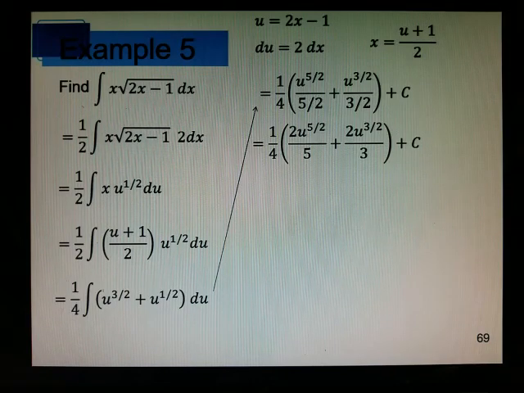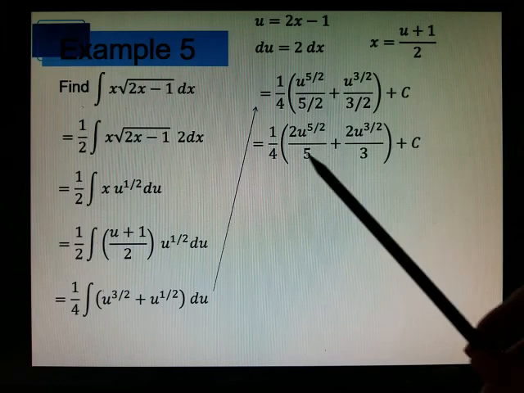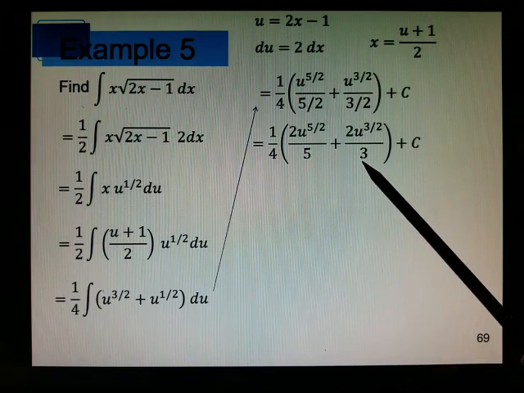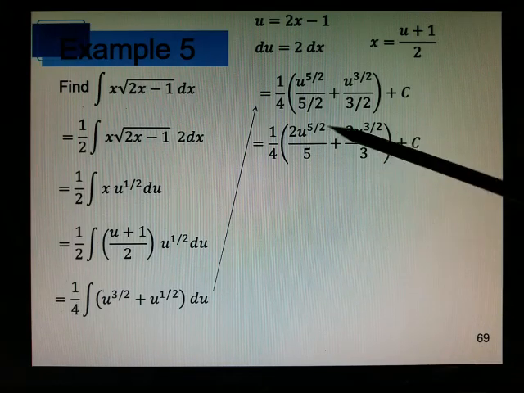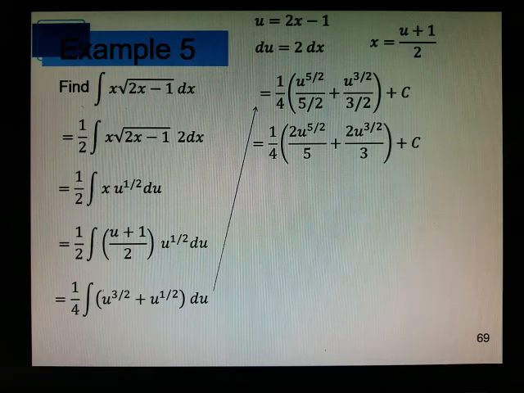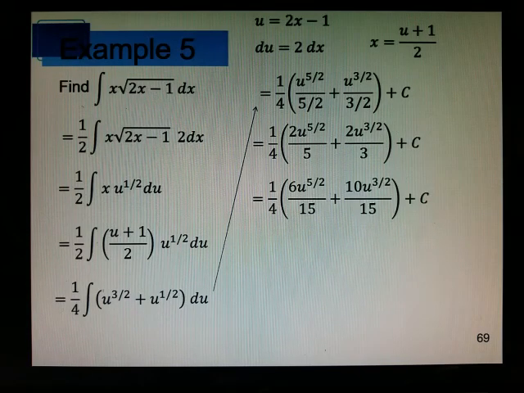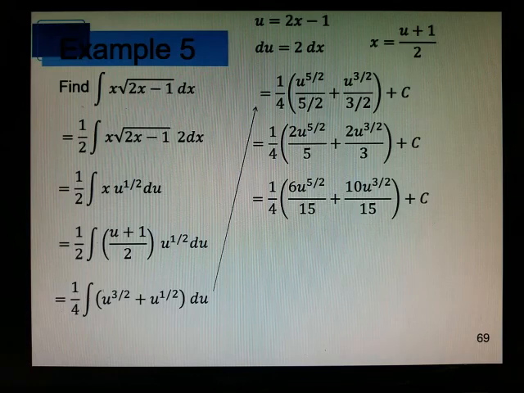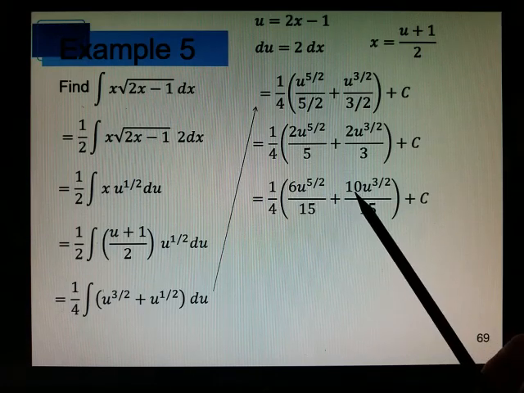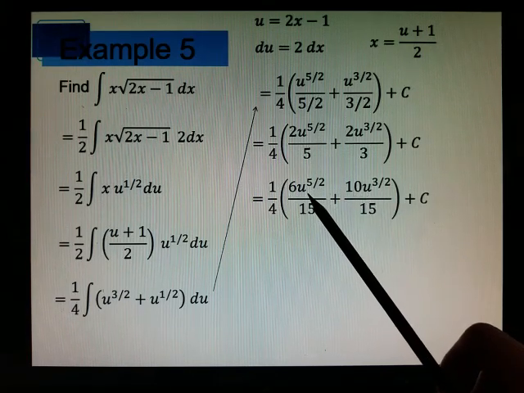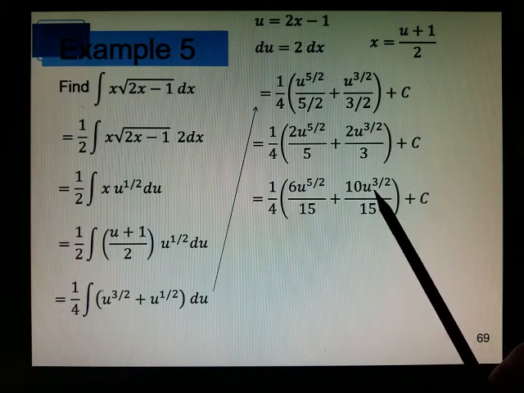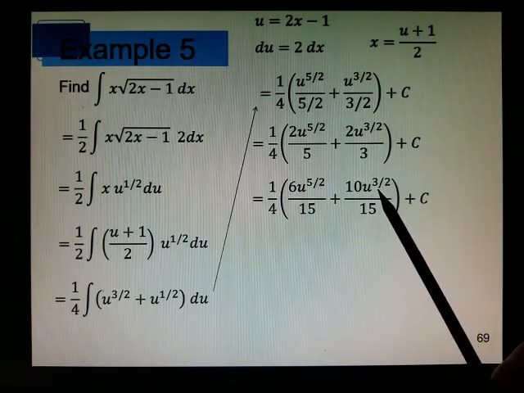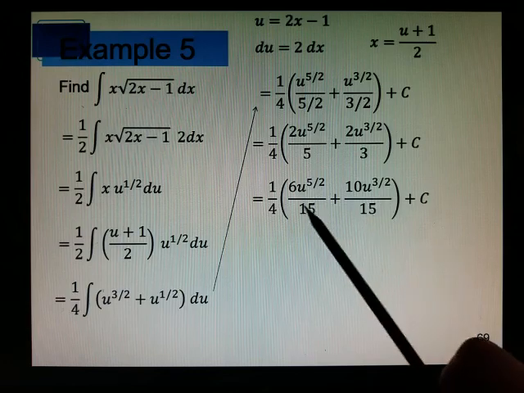So to do the factored form, you would need to get a common denominator first. Common denominator, 15. So that means this fraction times 3, this fraction times 5. So I need to do that first. Now that I've done that, I want to take out the greatest common factor. Out of 6 and 10, I can factor out a 2. u to the 5 halves, u to the 3 halves. Take the smallest exponent. That would be to the 3 halves. Factor that out. Can also factor out this 15.